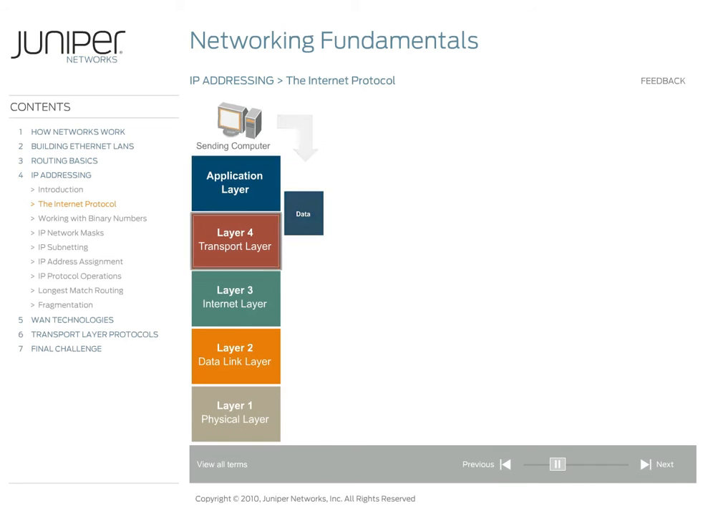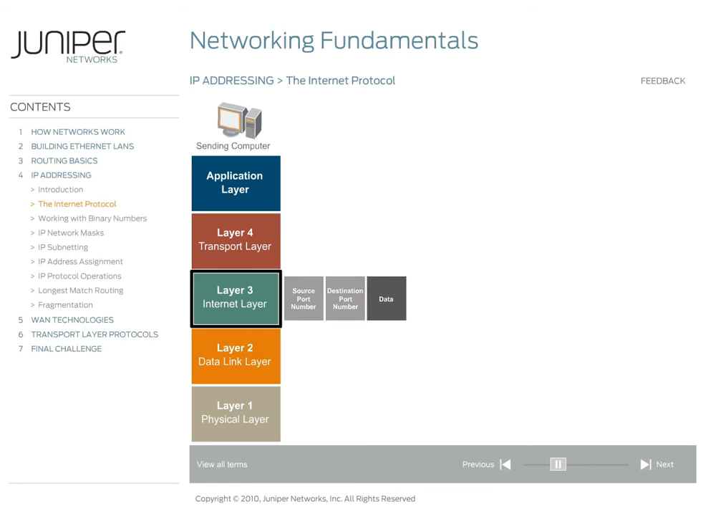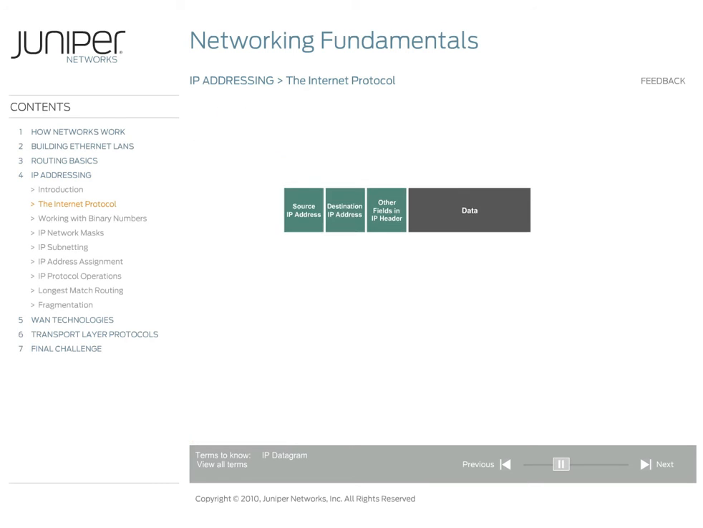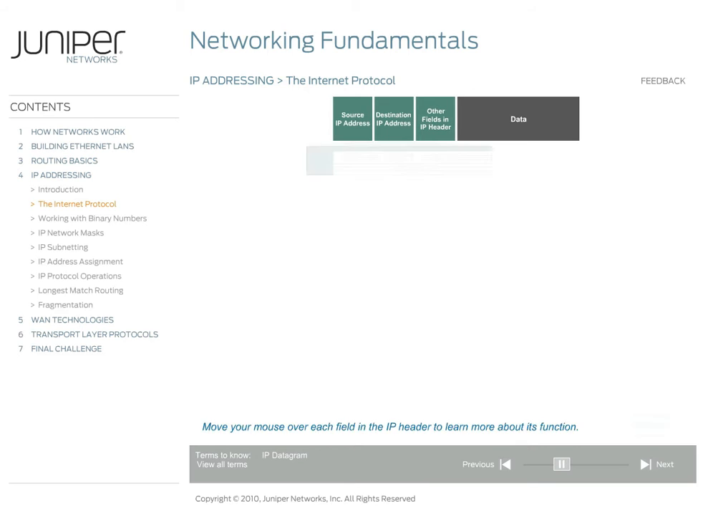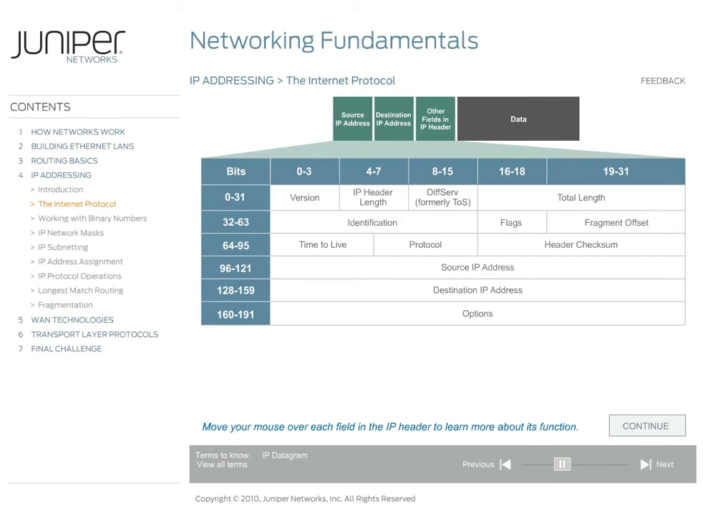When a computer needs to send data, the Internet layer adds an IP header to the data to form an IP packet, also known as an IP datagram. We've been showing a simplified version of the IP header, but it actually includes many fields. Let's take a moment to look at all of the fields in the IP header. On screen, you can see all of the fields in the IP header. Notice that the source and destination IP addresses are just 2 of the fields in the header, and they actually appear near the end of the header. Move your mouse over each field to learn more about its function. When you are ready to move on, click Continue.